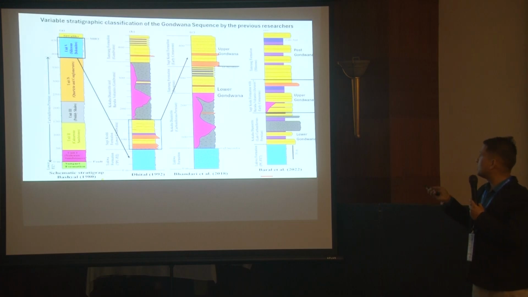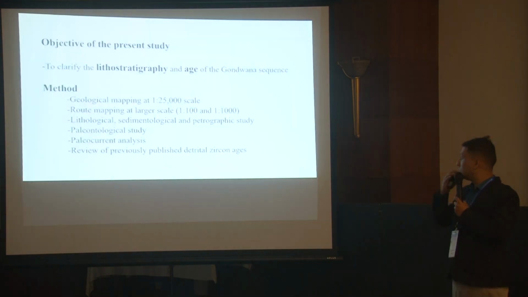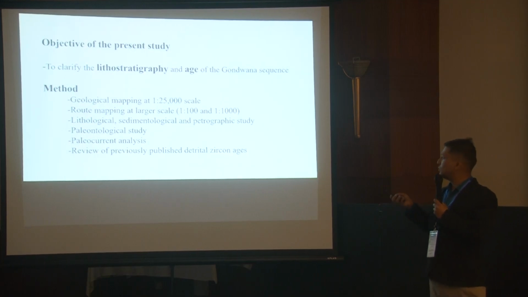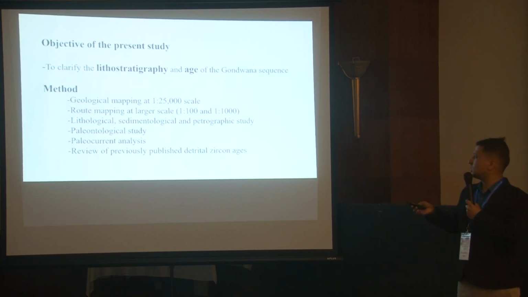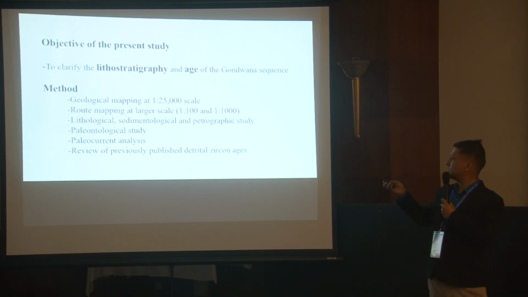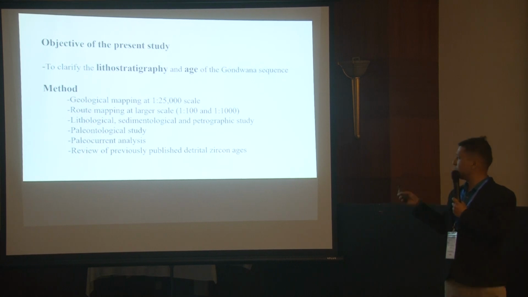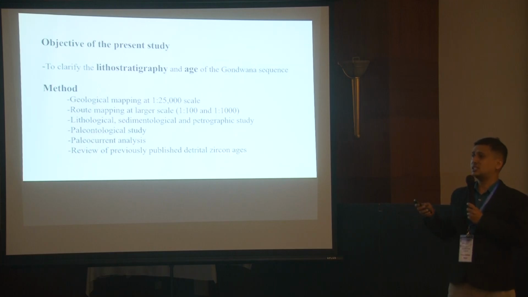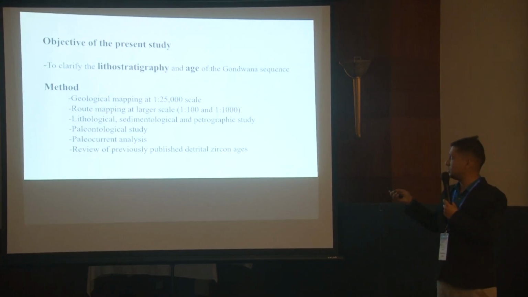As we can see, there are ambiguities in the stratigraphic scheme as well as in the position of the Bara volcanics. The objective of the present study was to clarify the lithostratigraphy and age of the Gondwana sequence. So we applied conventional methods: geological mapping at 1:25,000 scale, route mapping at larger scales of 1:100 and 1:1000, lithological, sedimentological, petrographic study, palynological study, and pollen analysis. We coupled these investigations with the previously published data on detrital zircon by different authors.